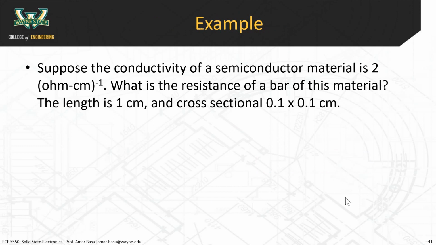All right. This is a quick problem, so we can do this really easily. Suppose the conductivity of a semiconductor is 2 ohm-centimeters to the -1. What is the resistance of a bar of this material? The length is 1 centimeter and the cross-sectional area is 0.1 by 0.1. So this is quite a straightforward problem.